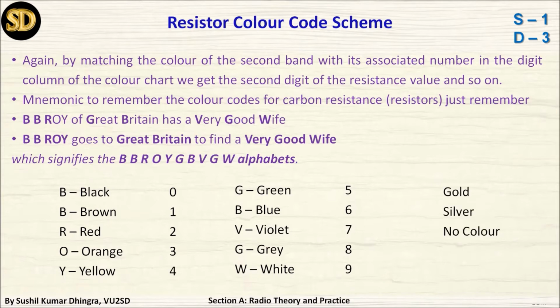First is gold. If it is coming at the fourth ring, it means it is plus minus 5%. Silver means plus minus 10%, and there is no color, the absence of color, which means plus minus 20%. But if gold is coming at the third ring, listen carefully. If gold is coming at the third ring, it is 10 raised to the power minus 1. For silver, 10 raised to the power minus 2. It is advisable to note down all such values on paper. They are needed again and again.